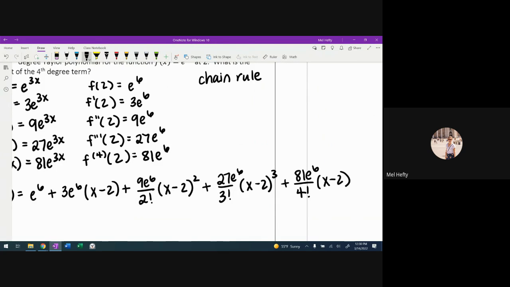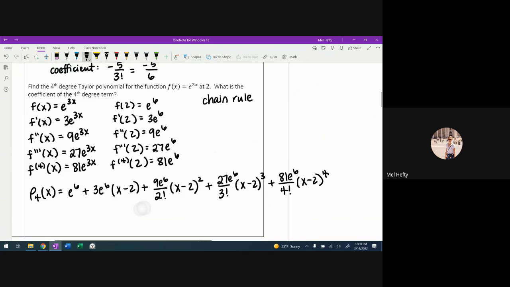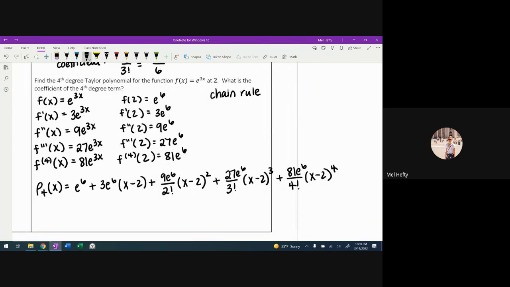Looking at the question that I asked, have we answered all parts of this question? No, I was asked for a specific coefficient. That was of the 4th degree term, so I'm going to steal that 81 e to the 6 all over 4 factorial. You could simplify 4 factorial into a number, or you could leave it as is.